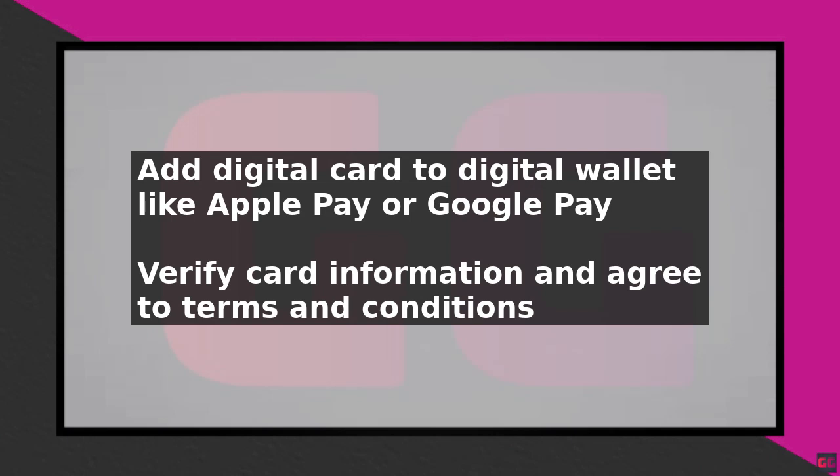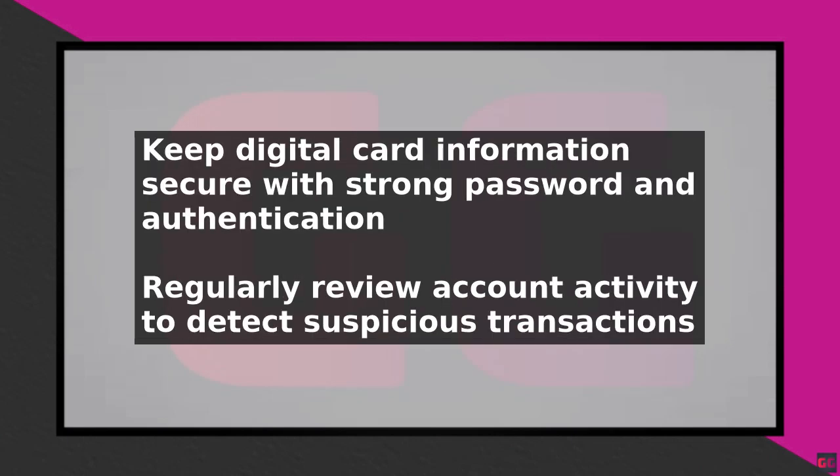To manage your digital card, go to the Card Details section in the mobile app. From here, you can lock or unlock your card, report a lost or stolen card, or request a replacement card. You can also use this section to update your card information, such as your address or phone number.